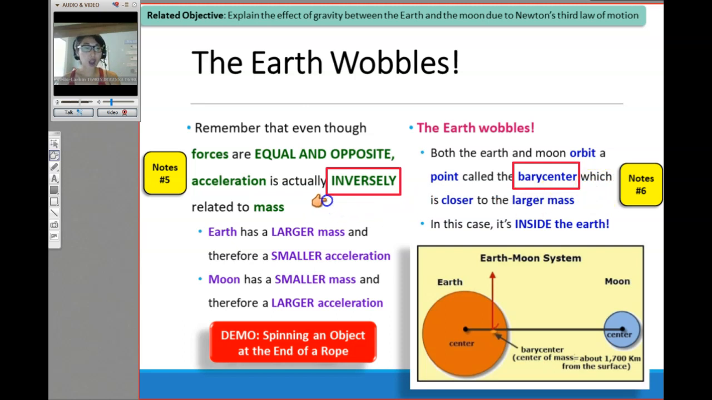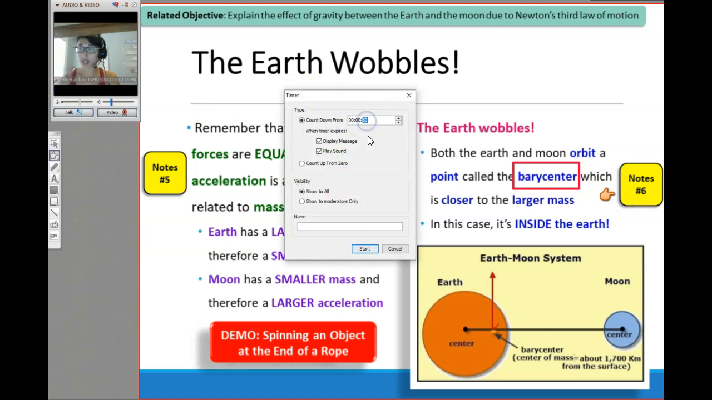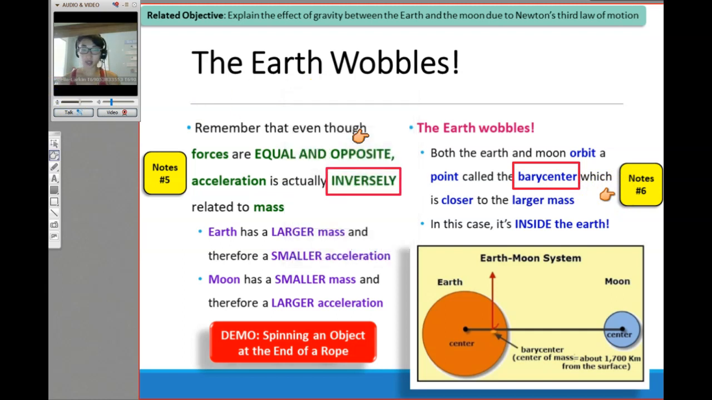All right, so the number 5 is inversely. Acceleration and mass are inversely related. And then number 6, fill in the blank with the word barycenter. All right, so go ahead, I'm going to give you 1 minute to answer that. 45 seconds to answer both of those. Give me green checks when you have them both saved.